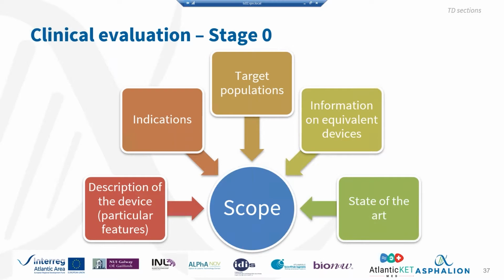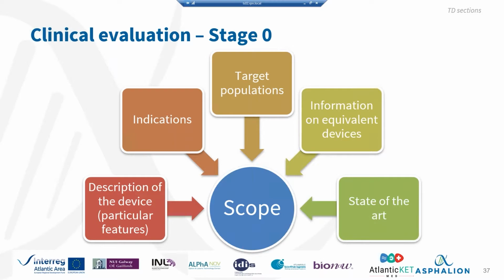Another thing to have in mind is the target population, because obviously it's not the same intending the device for a particular subset of population or for a broad population. Okay, this is something that has to be taken into account. And then you also have to take into account information on equivalent devices. Okay, if there's information on devices that are considered equivalent by the manufacturer, we will talk about equivalency in a second. You also have to take it into account in the scoping.